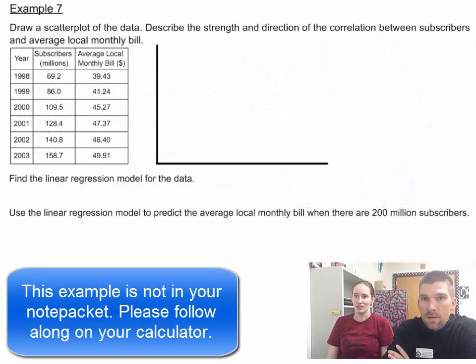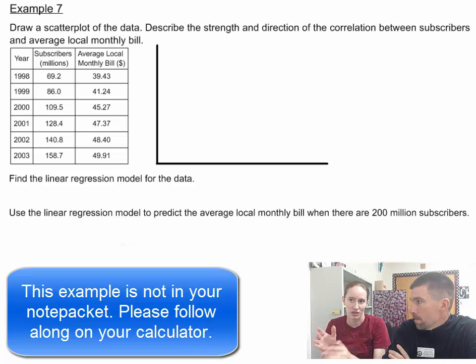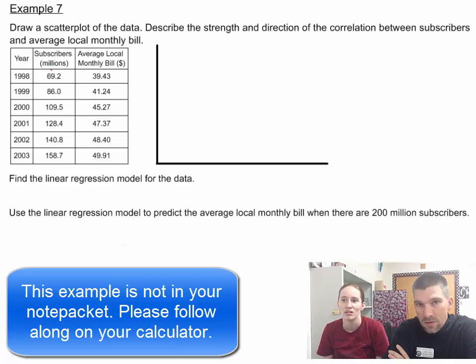Example 7. Draw a scatter plot of the data. Describe the strength and direction of the correlation between subscribers and average local monthly bill. Because it just asks us to look at the correlation between subscribers and average local monthly bill, we're just going to plot those two parts of our table. Not using the years for this particular question because they aren't asking about time at all.